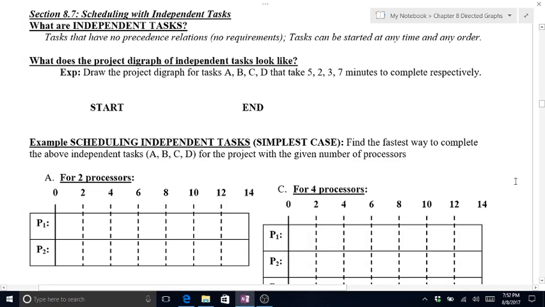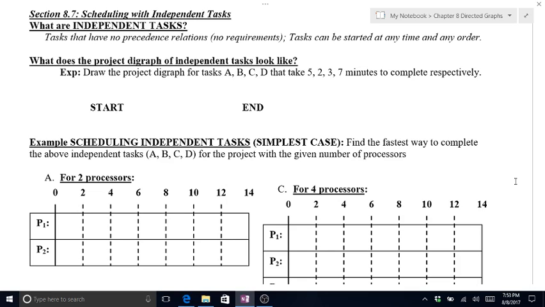Hey, welcome back. Section 8.7, please do not get confused because we're going to jump around in Chapter 8 a little bit. It makes more sense this way. 8.7 is on scheduling with independent tasks. Remember, we talked about independent tasks.